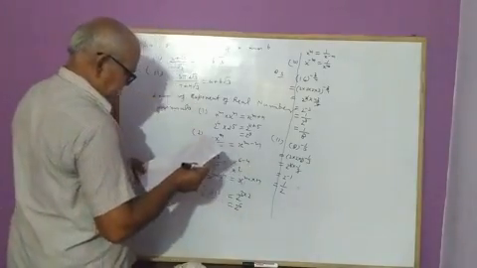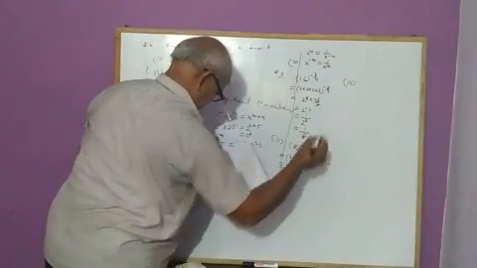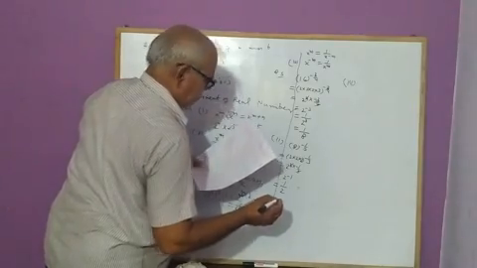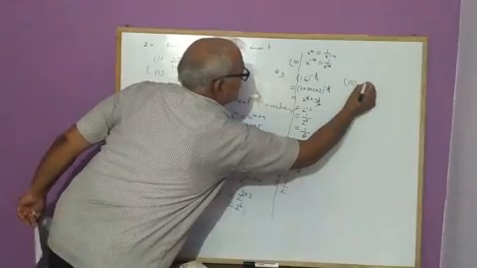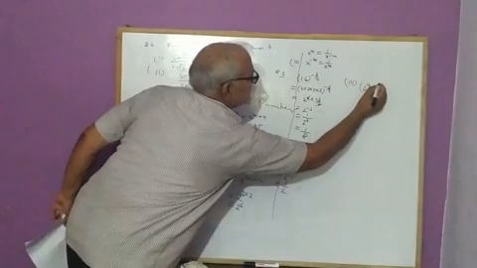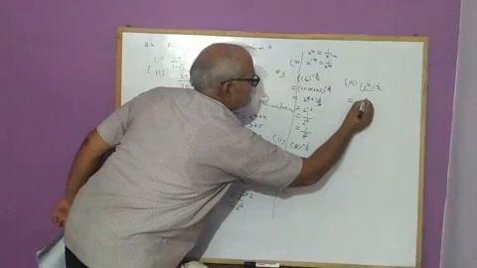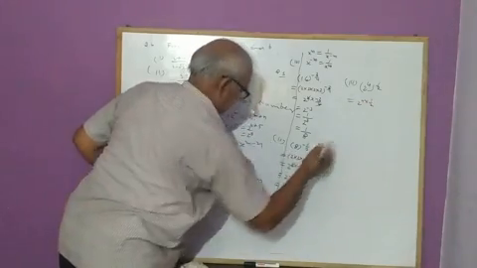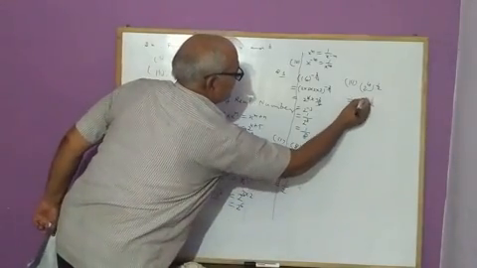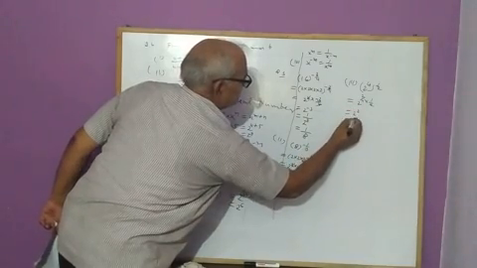And third part, (2 to the power 4) to the power 1 by 2. This equals 2 power 4 into 1 by 2, which equals 2 power 2, which equals 4.